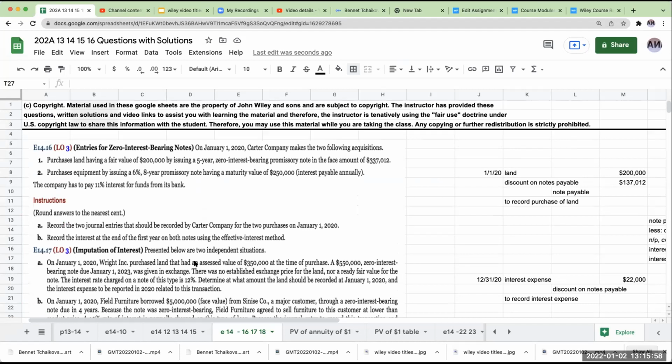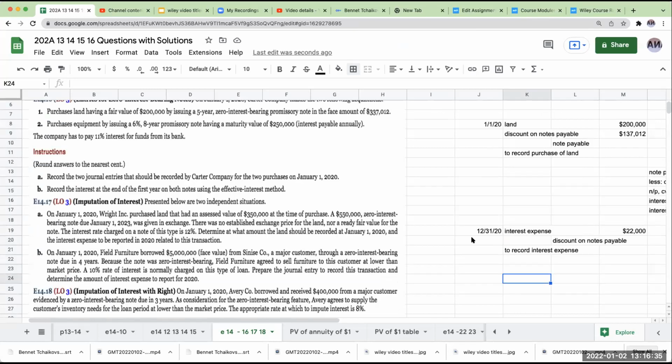Okay, now let's go over here to this one. Now, I purchase equipment by issuing a 6% 8-year promissory note having a maturity value of $250,000. What threw me off on this is, can I just debit equipment and credit notes payable? But the reality is we have to pay 11% interest for funds from the bank. So this lower interest rate may indicate that there's an inflationary price in this equipment.